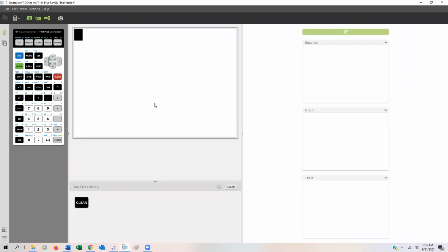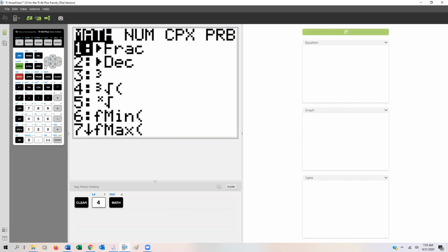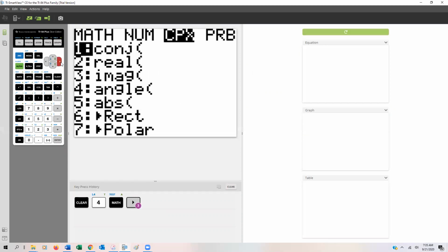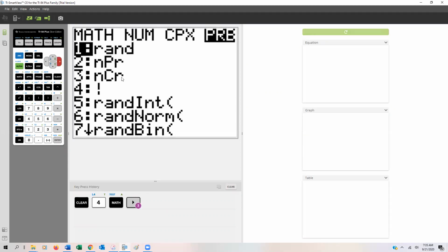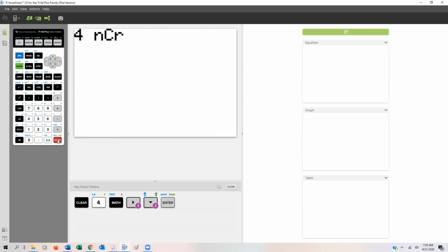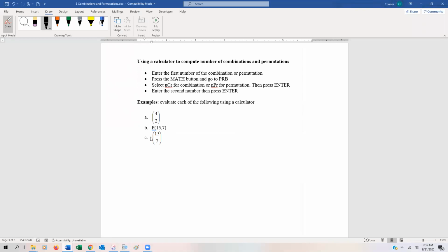So I'm going to type in the first number, which is 4. I'm going to go math, which is usually right here. So just hit your math button. I'm going to go over to PRB. And again, on your calculator, it might be PROB. And I'm going to go down to combination, NCR, because I think it asks for combination too. And then I'm going to type in the second number, and then I'm going to hit enter. All right, and it gives us 6, which we already knew because we just did it 2 other times. So if I go back, for combination 2 by using the calculator is going to be 6.